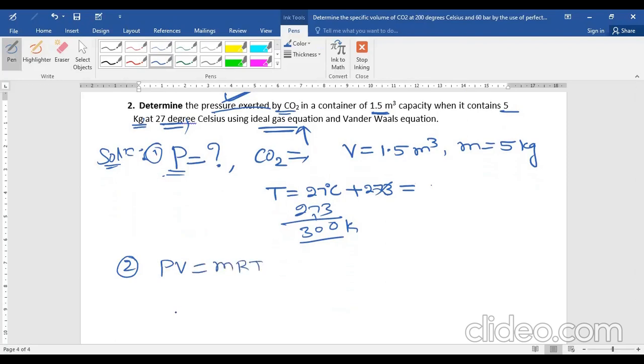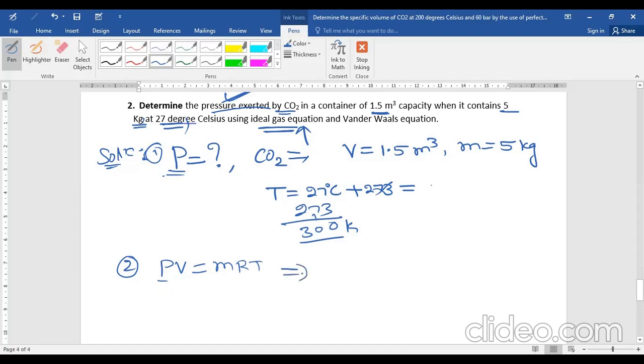This is the equation. We don't know P, right? P as it is, and the remaining terms you send to the right hand side and simplify. You check how much is the value of P. Simple equation.